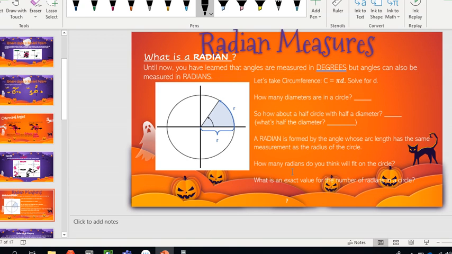All right, what is a radian? Until now, you have learned that angles are measured in degrees, but angles can also be measured in radians. Well, let's talk about what a radian is. First of all, we don't have to solve for d, just kidding on that.